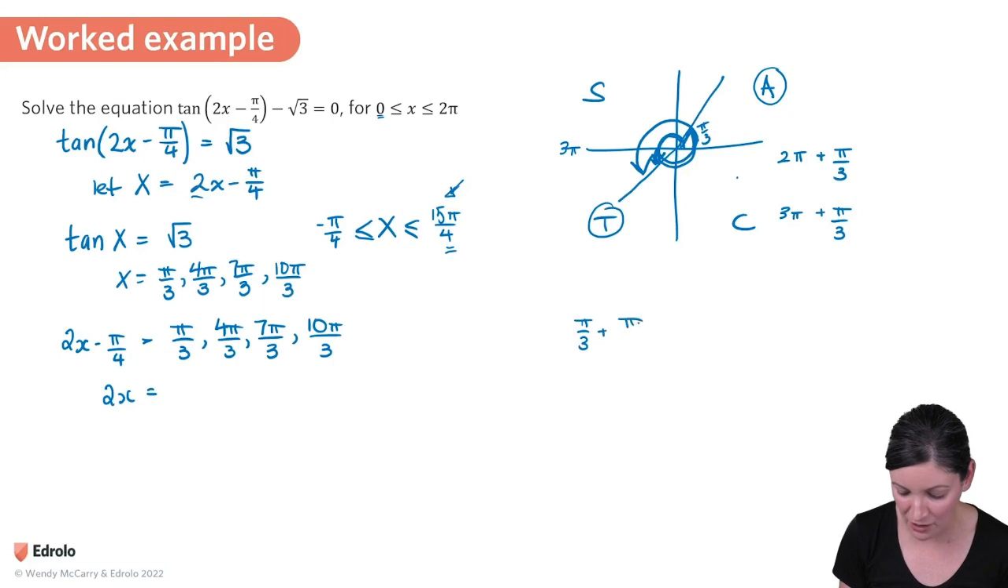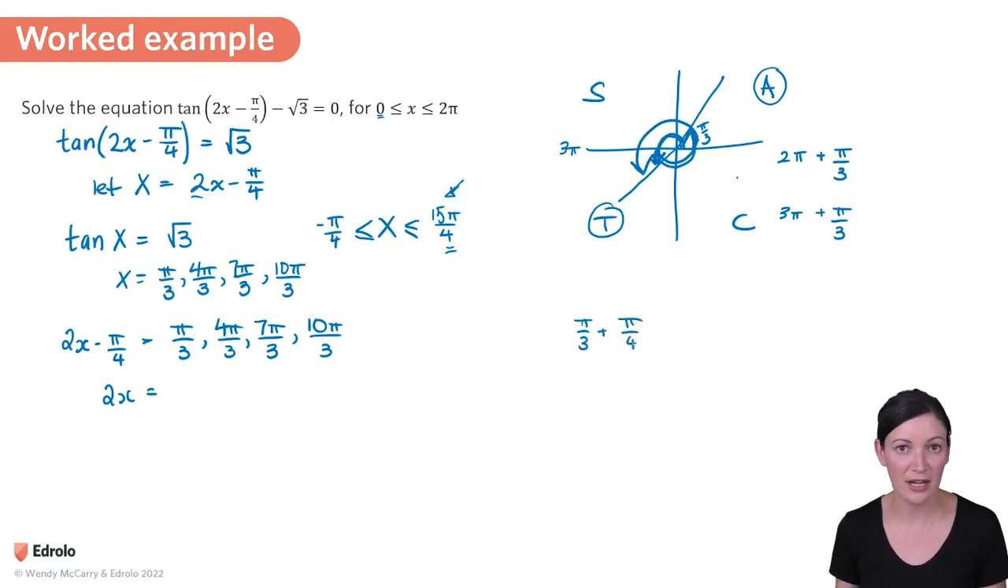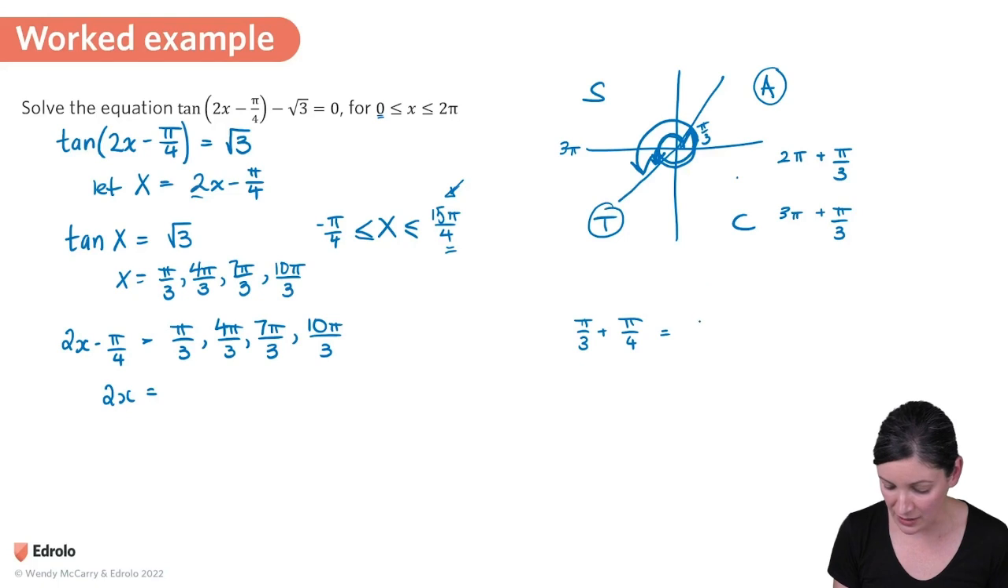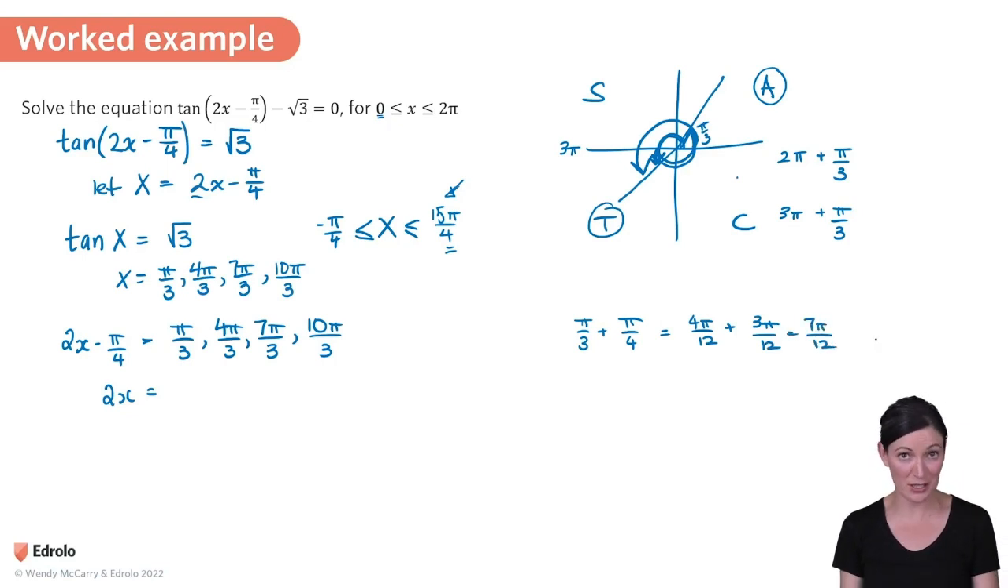And I want to add pi on 4 to that. So my common denominator there is going to be 12. So this becomes 4 pi on 12 plus 3 pi on 12, which is 7 pi on 12. Okay, I'm sure your math teachers are always going on about you knowing how to work with fractions, and this is one of the main reasons why.